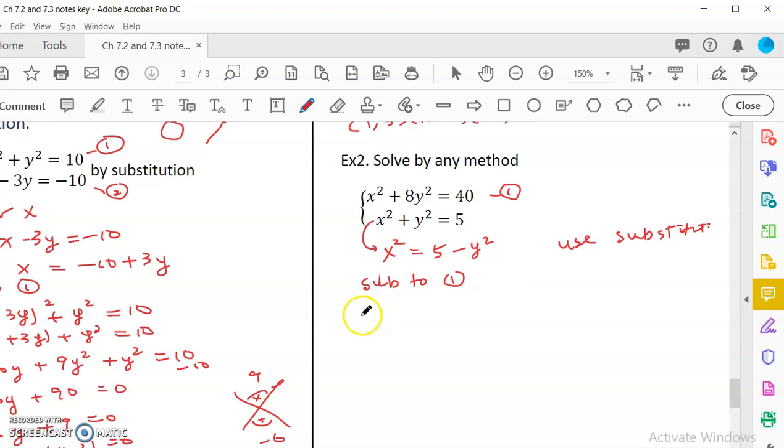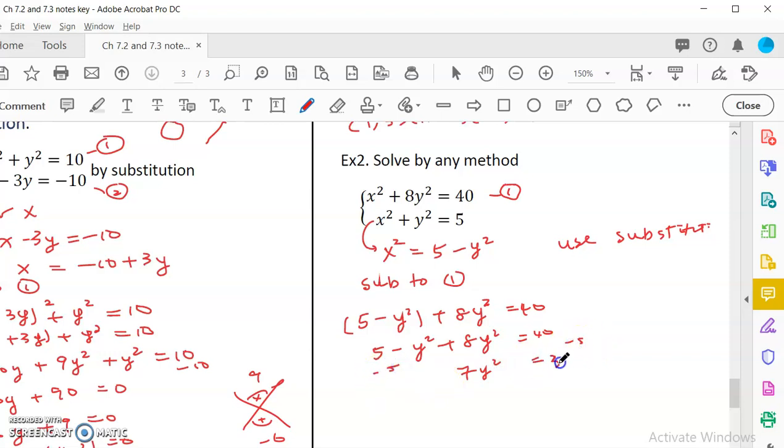So whenever I see x squared, I do 5 minus y squared. So I would say 5 minus y squared plus 8y squared is equal to 40. Just distribute it out. So 7y squared plus 5 equal to 40. Divide by 7, y squared equal to 5. Y would equal plus and minus square root 5.